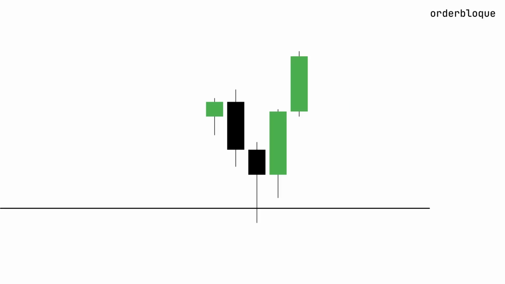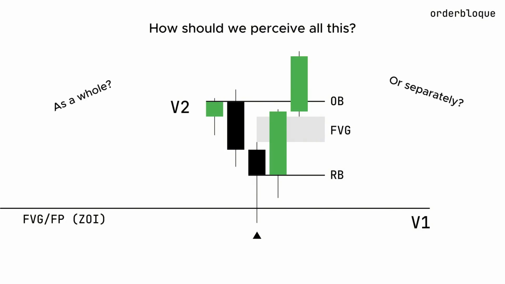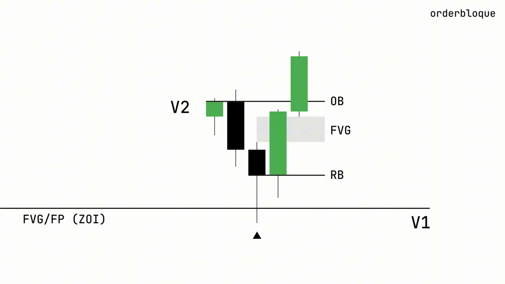As a result, we have variable number 1 in the form of FVG, or older fractal points, which is essentially a zone of interest. Then the price tests them and confirms volume in the form of order block, rejection block, fair value gap, which is already variable number 2. Plus, a fractal point is added. The question arises, how should we perceive all this? As a whole or separately? This may sound confusing, but the answer lies in the game of priorities that affect the difference between timeframes.